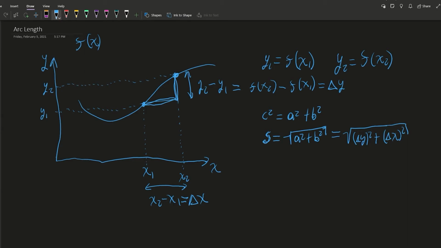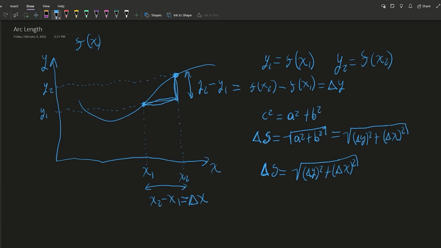And for now, something that I want to also do is I'm going to call this delta S. The reasons are going to become obvious later, but for now, this is just delta S, just to make sure we understand what this is. Then delta S equals the square root of delta Y squared plus delta X squared. And this is the approximation. That's it. This is how we would be able to approximate what this little segment of this function would be.